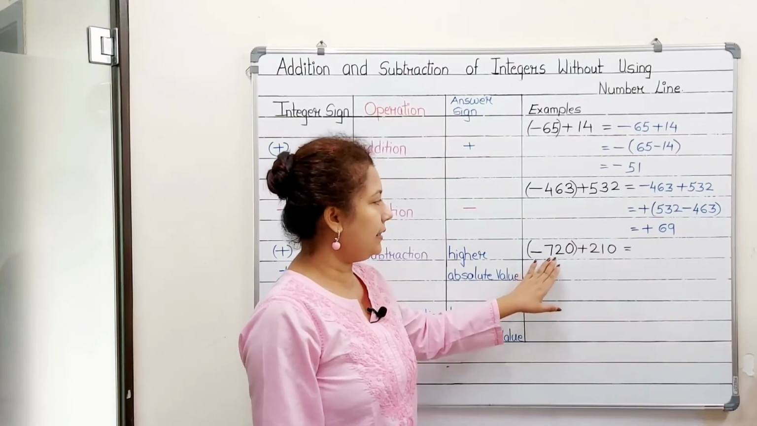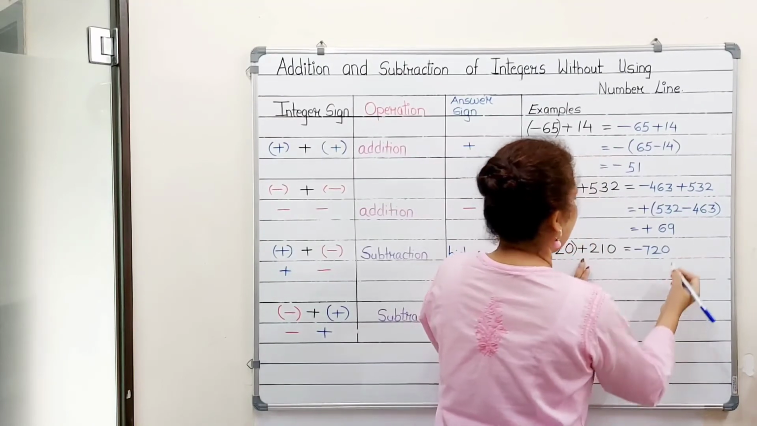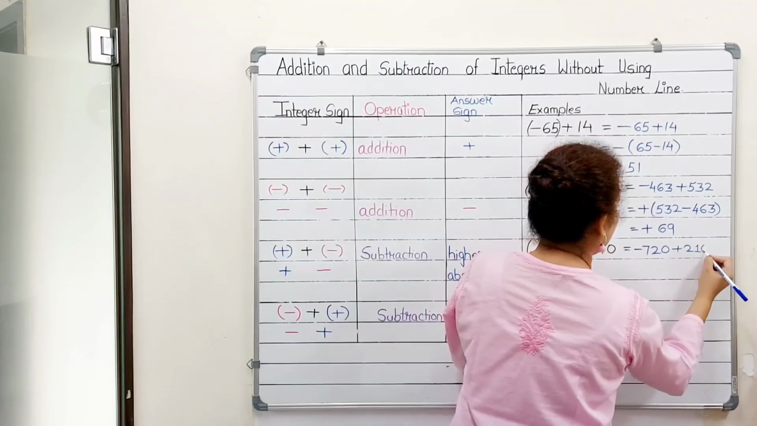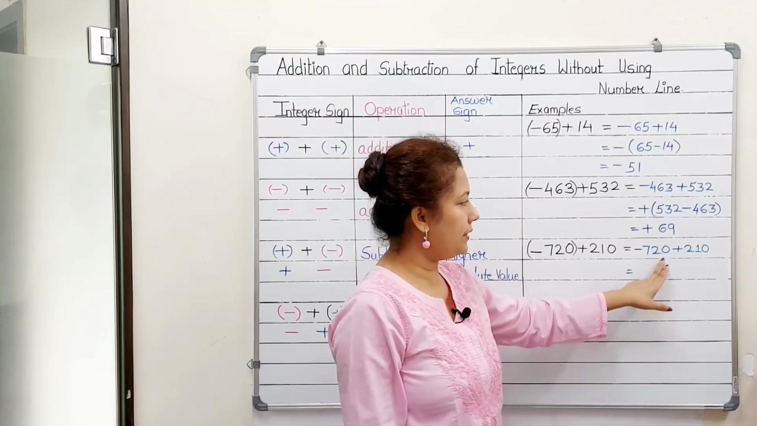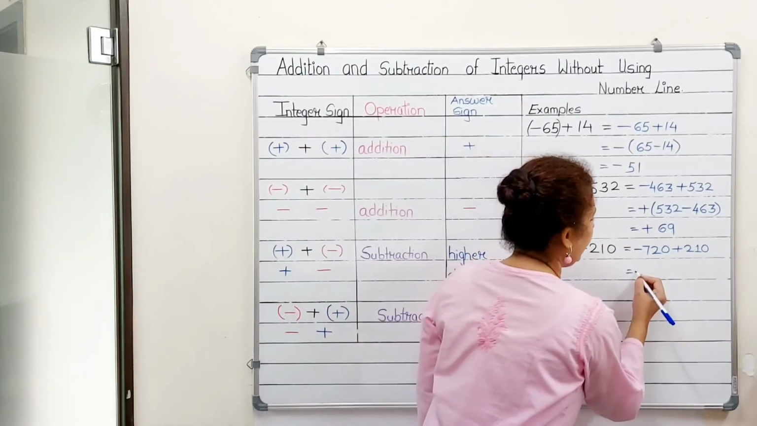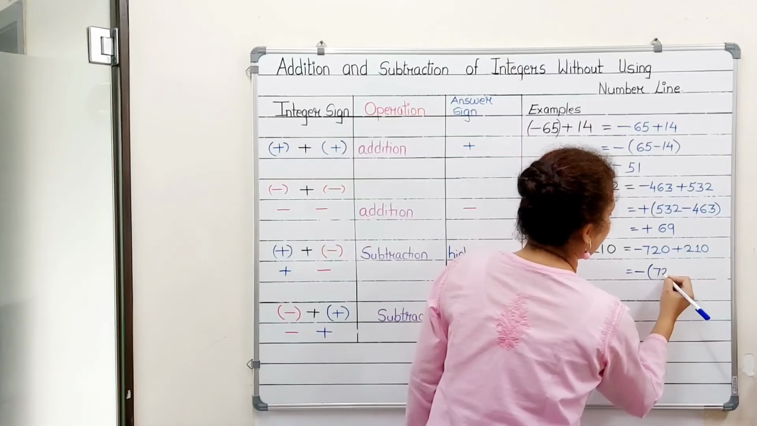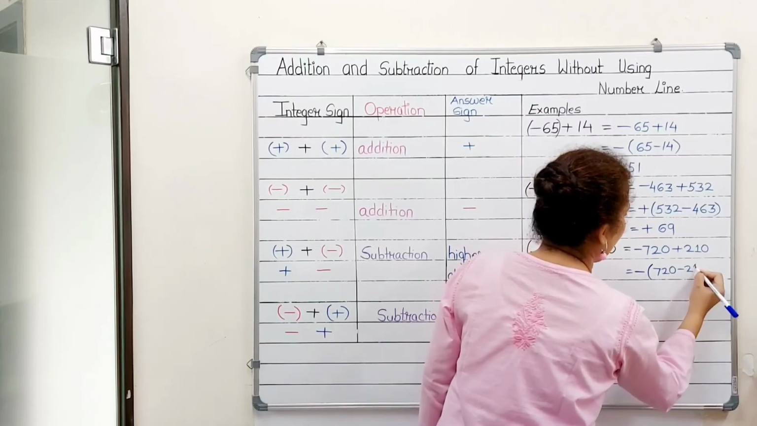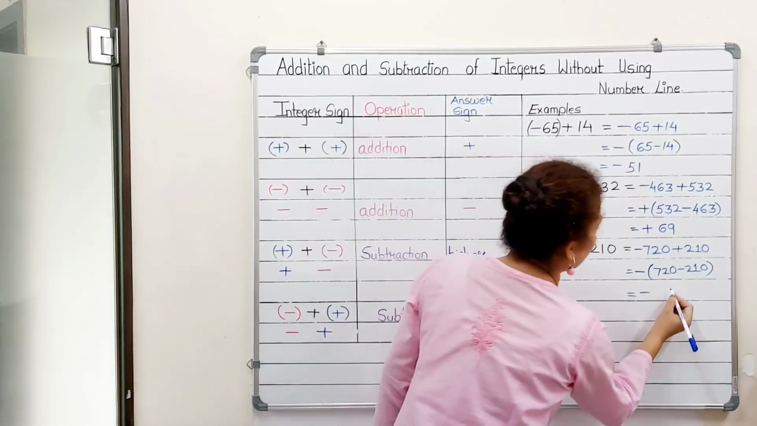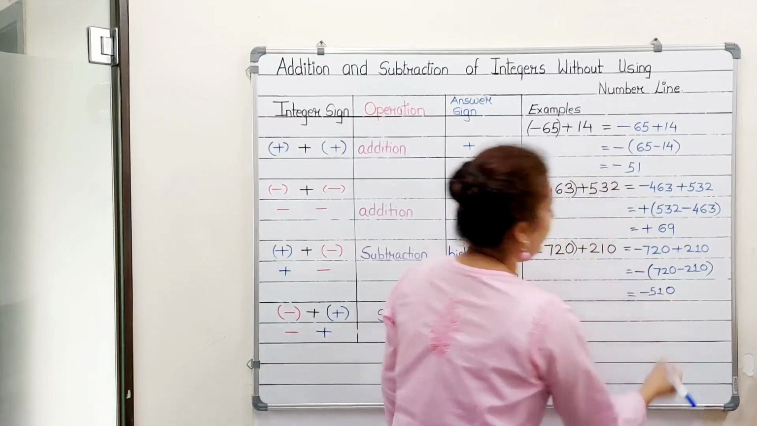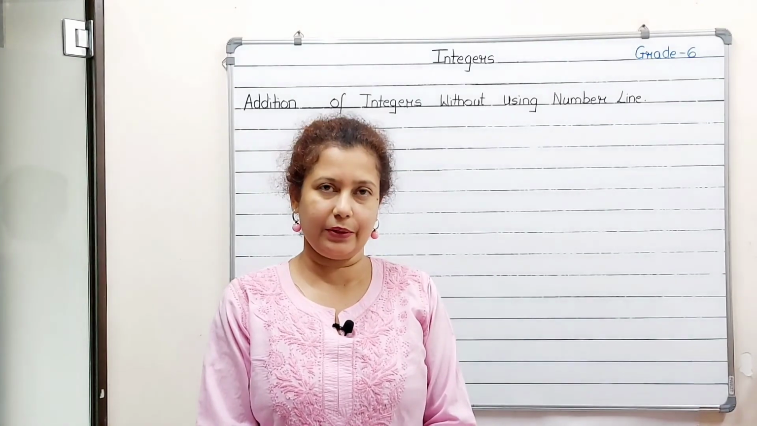Next example is minus 720. So first we will write the first integer as it is. Second integer is plus 210. Minus 720 is having a higher absolute value of 720. So the answer will have the minus or negative sign. And we will subtract the absolute values, that is 720 minus 210. So the answer will be negative, minus 510.